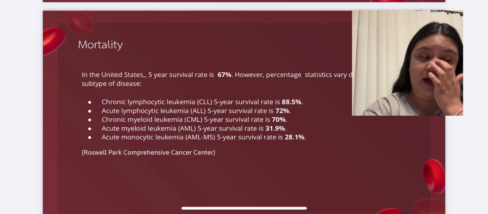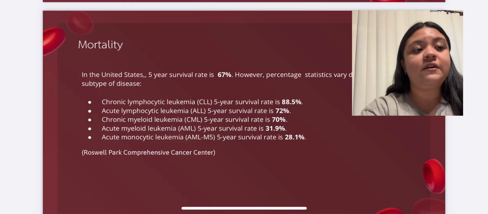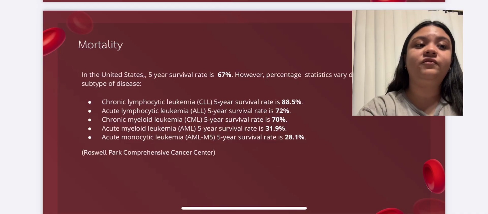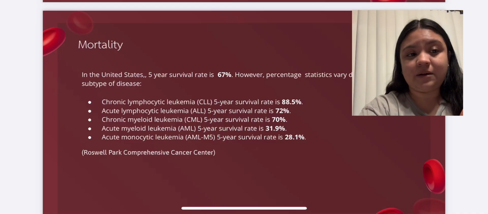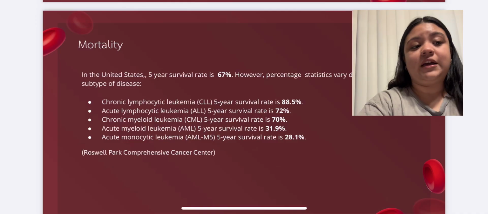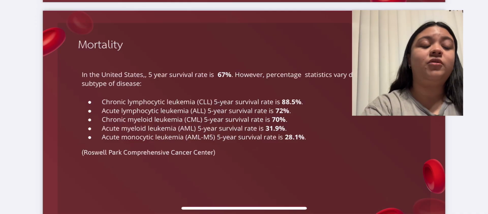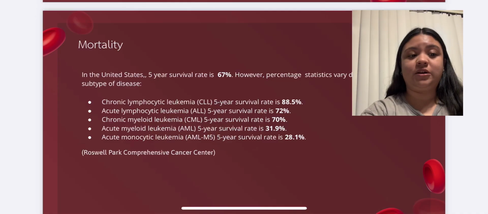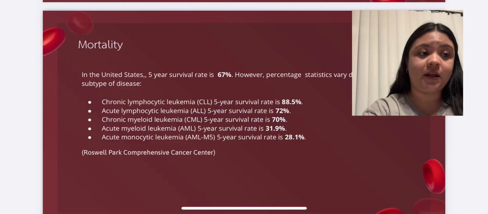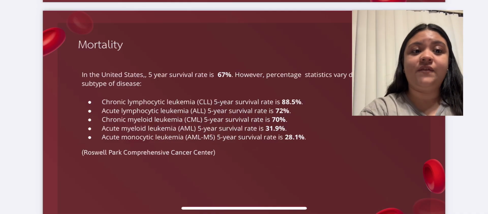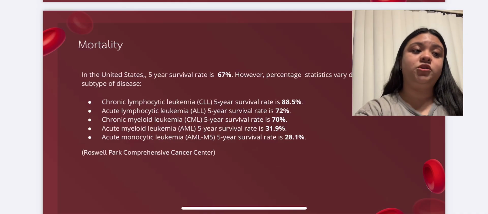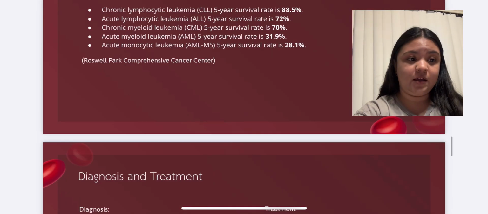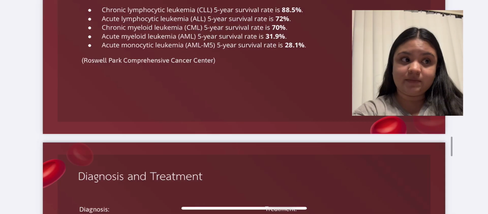The mortality rate in the U.S. varies by the type of leukemia you have, and the 5-year survival rate is 67%. However, depending on what type of leukemia, some are harder to treat, while others have a higher survival rate. For example, chronic lymphocytic leukemia has a survival rate of 88.5%, in comparison to the very bottom, with acute monocytic leukemia having a survival rate of 28.1%, and that is after treatment.